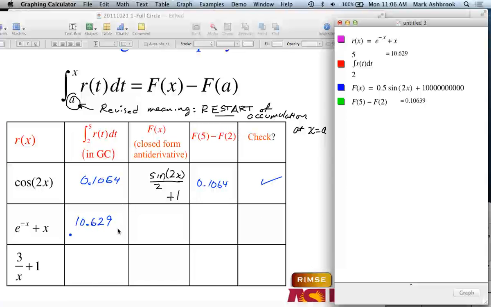Did you get 10.629 for open form? Okay, so we trust that one, right? We trust the open form. All right, how about an antiderivative then? If we're going to check the fundamental theorem, we need an antiderivative. Or in other words, what function has this as its derivative? Shannon, did you get it? What function has this as its derivative?